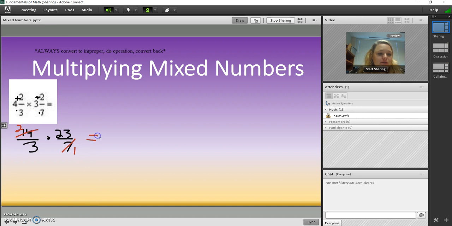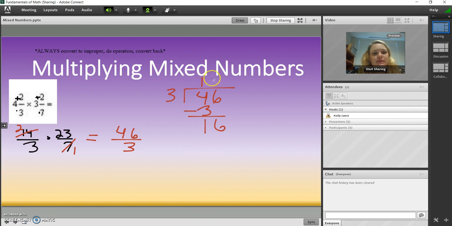Okay, so I can do this, right? So 2 times 23, 46. 3 times 1 is 3. Right, now convert back. The problem has mixed numbers in it. It wants mixed numbers in the answer. 46 over 3. So 3 goes into 4 1 time, 3, 1, 6. So 3 goes into 16 5 times. We're kicking old school with long division here. All right, and our remainder is 1. So 46 over 3 is really 15 and 1/3.